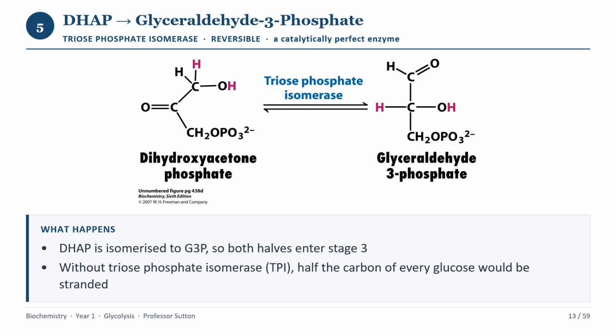Triose phosphate isomerase converts dihydroxyacetone phosphate into glyceraldehyde 3-phosphate, so that both halves of the original glucose can enter stage 3. This is reversible. Without this enzyme, half the carbon of every glucose molecule would be stranded as dihydroxyacetone phosphate. The yield would be cut in half. It is often called a catalytically perfect enzyme.